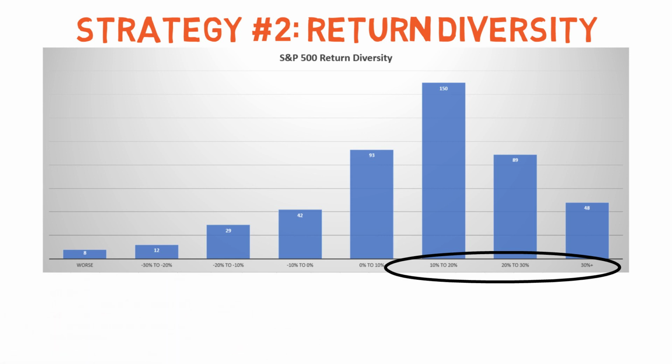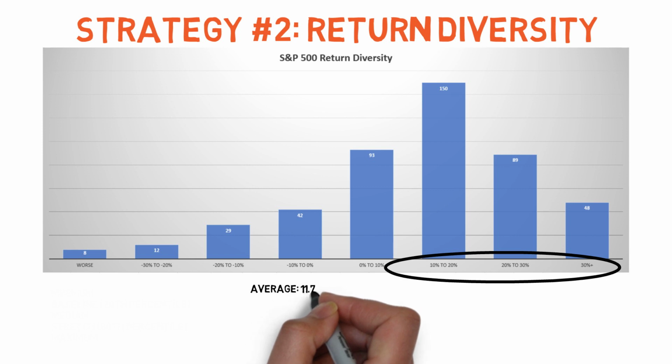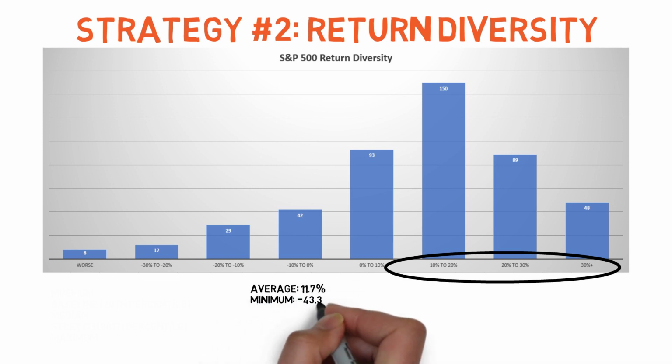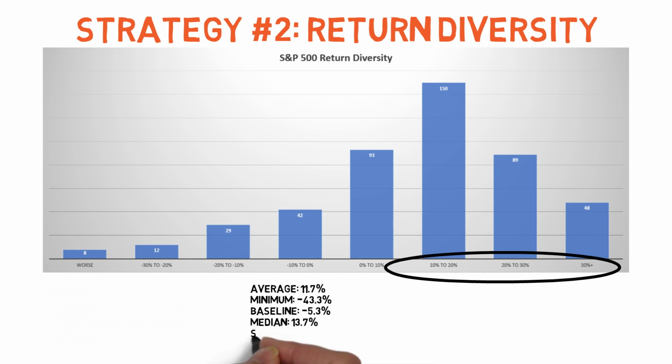In this dataset, we have 471 rolling one-year returns. The simple average of these returns is about 11.7%. The median is about 13.7%. The minimum is negative 43%, and the maximum is 57%. The baseline return is negative 5.3%, while the stretch is 26.5%. That's quite a darn wide spread if you ask me, and it's what we would expect from an investment that is as volatile as the stock market.